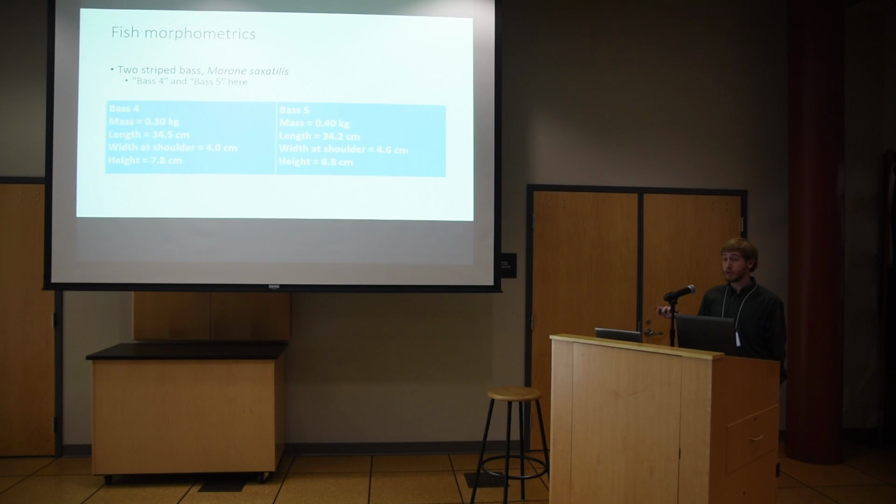These are the 2 fish that the data in this presentation is explicitly talking about. There are 2 striped bass, they're going to be called bass 4 and bass 5. There's some basic dimensions if you care, pretty similar fish.